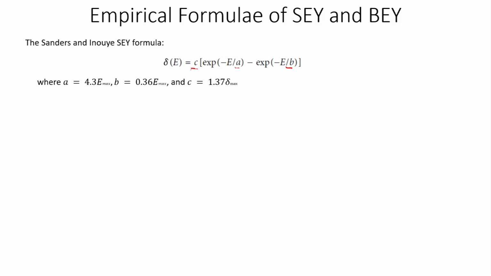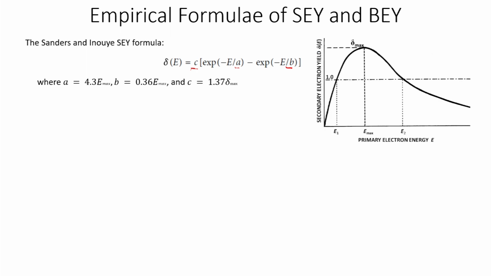Here A is given in terms of E max. E max is the energy at which you have the maximum secondary emission yield. Then B you can find if you know E max, and C you can find if you know delta max. These are the things we find from the experiments. Corresponding to the E max you will have this delta max, that is, the maximum secondary emission yield.